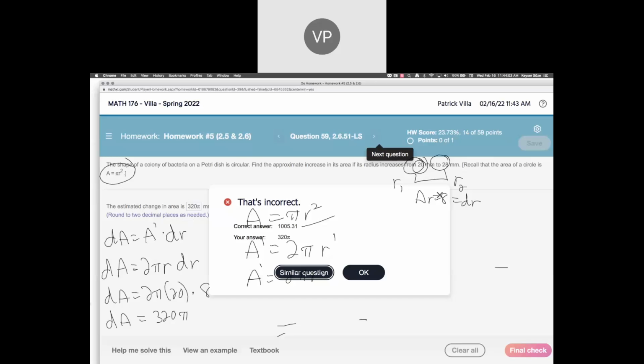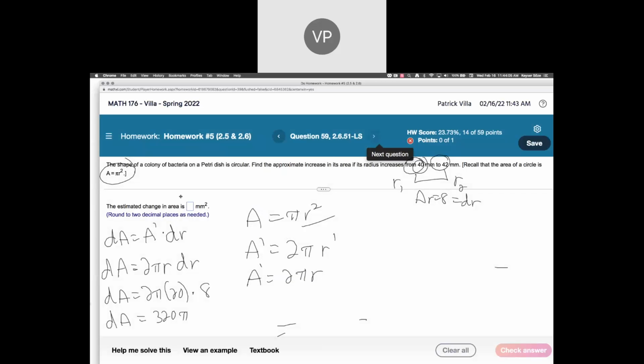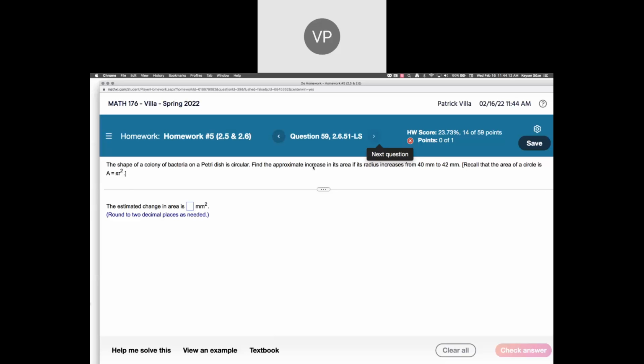So at least we know what we need to do in the future when you see this number 59. And hopefully you've seen this on your homework. When you get it wrong, they'll give you a whole new problem and you can do the same thing.